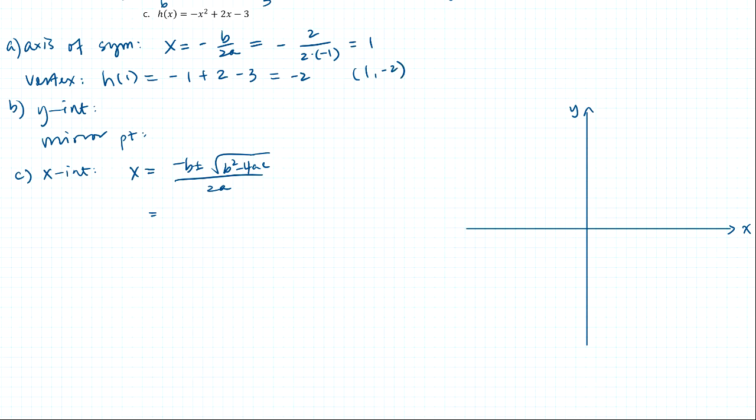Now for y-intercept, we want to find h of 0, which is negative 3. So 0, negative 3 would be the point I want. And using the y-intercept and the x of symmetry, I know the mirror point of y-intercept should have the same y-coordinate as the y-intercept, and in terms of x-coordinate, it should be twice the value of the x-coordinate of the vertex or the axis of symmetry, because they're equal distance away from the axis. So I get 2, comma, negative 3 as a result.